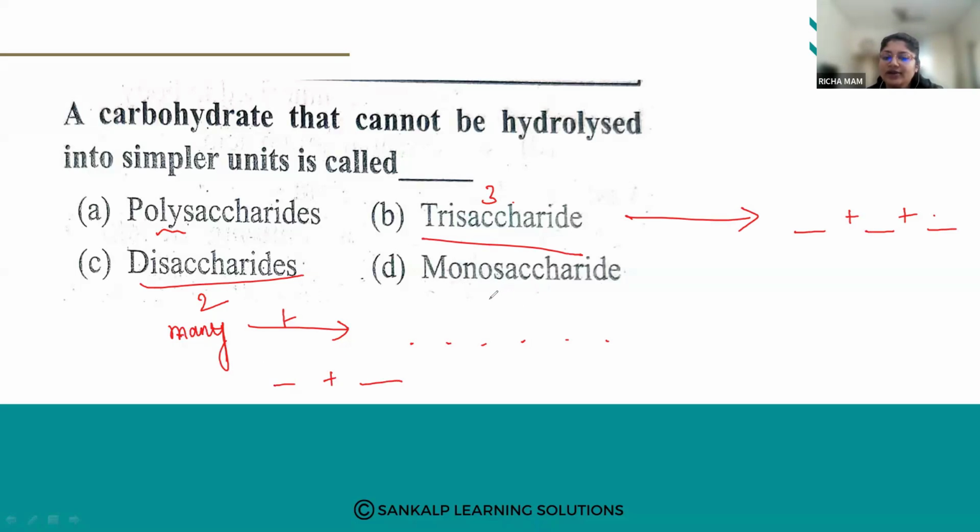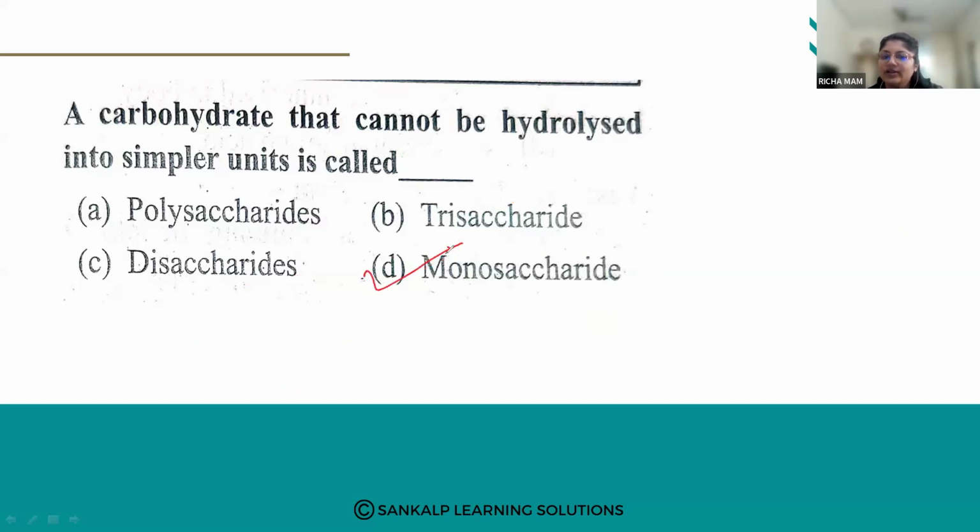But what is a monosaccharide? It is made up of one unit, so this carbohydrate cannot be hydrolyzed. So our answer is monosaccharide. Monosaccharides are the simplest form of carbohydrates, made up of only one unit, so they cannot be hydrolyzed further into simpler units. So our answer is option D. I hope you have got it. Let us go for the next one.